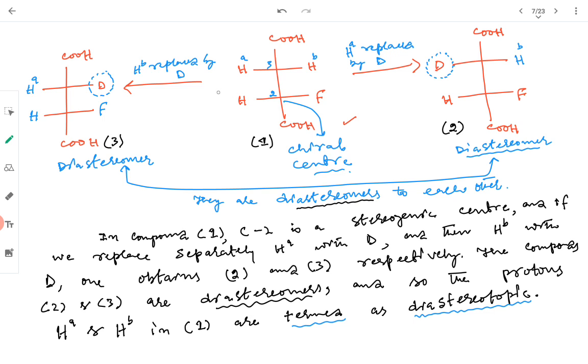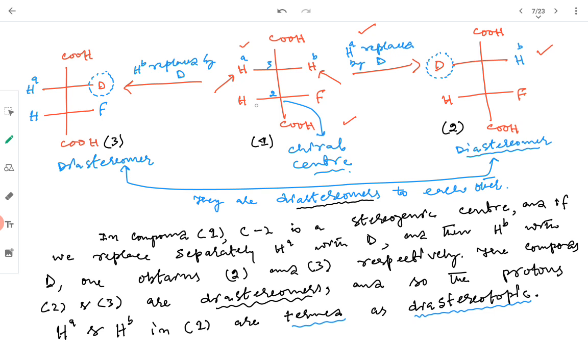These two hydrogens here, this hydrogen and this hydrogen. We'll see whether we can call them enantiotopic or diastereotopic. Should we call them enantiotopic or diastereotopic? Let us see. In this step, if HA, this proton, is replaced by D, we get this compound, this stereoisomer, right?